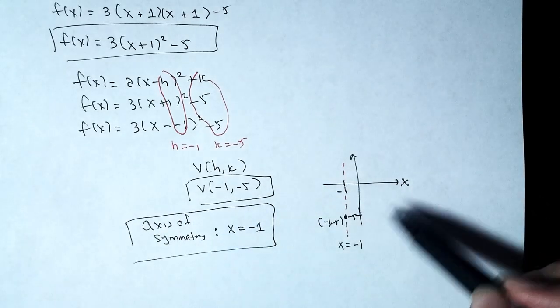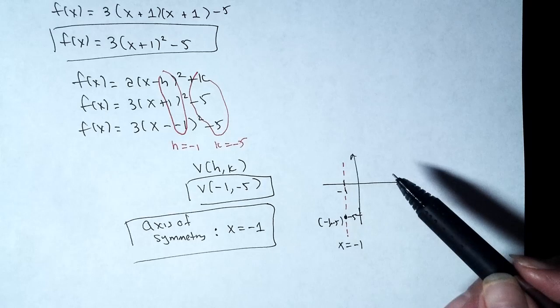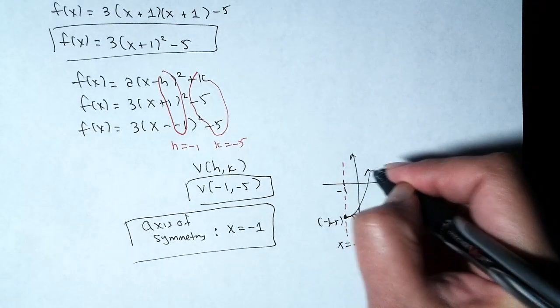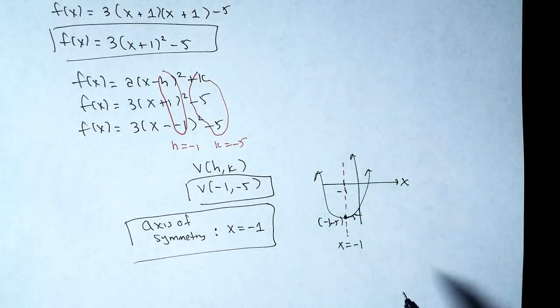And the question is, how come I didn't complete the sketch? Because I didn't have to. I mean, you can if you want. You know, it's a parabola that goes up because the leading coefficient is positive.